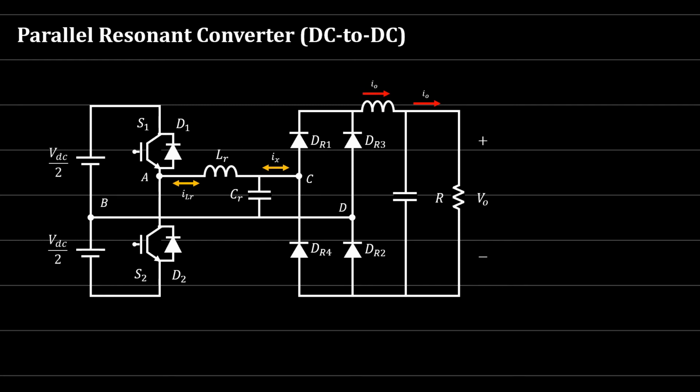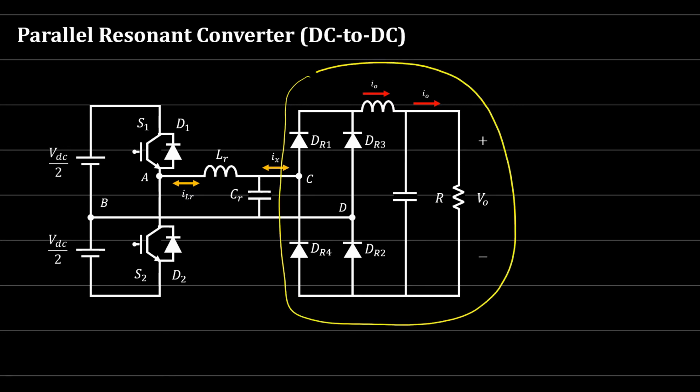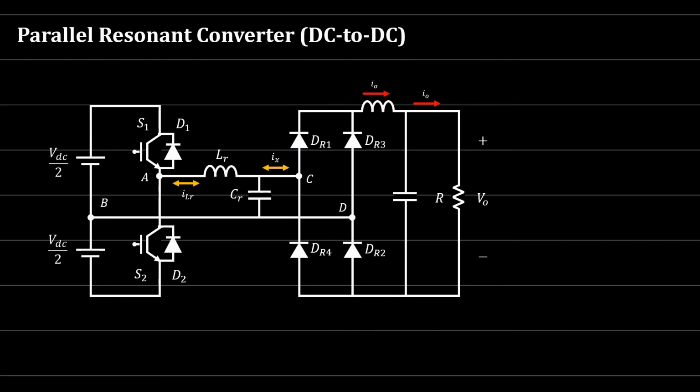Okay, let's get started with the parallel resonant converters, DC to DC. Why do we call it a parallel resonant converter? Because the whole rectifier circuit is in parallel with the resonant tank. That's why we call it a parallel resonant converter. So this is number one.